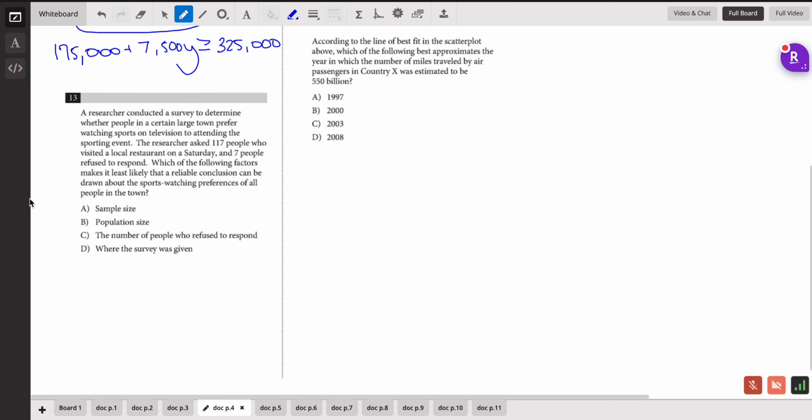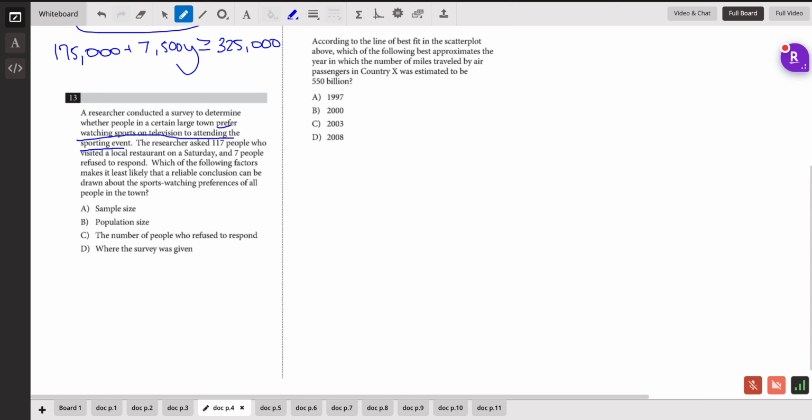Number 13, a researcher conducted a survey to determine whether people in a certain large town prefer watching sports on television to attending the sporting event. The researcher asked 117 people who visited a local restaurant on a Saturday, and 7 people refused to respond. Which of the following factors make it least likely that a reliable conclusion can be drawn about the sports watching preferences of all the people in town?